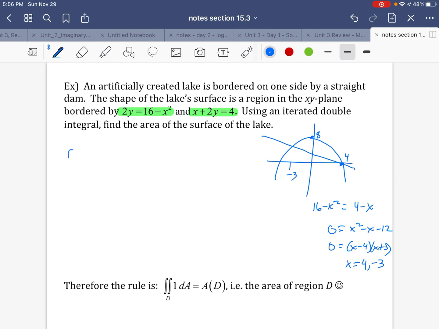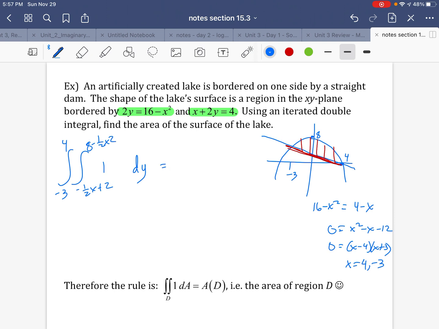So when I set up my integral, it's very easy to do top to bottom on this area. This side right here, this is the dam, the straight side that it's talking about. So it's easy to do top minus bottom, so I'm doing parabola on top and line on the bottom. So those are both y equals, so I'm going to have dy, and then parabola on top, solve for y, would be 8 minus 1/2 x squared. On the bottom, the line, solve for y, would be negative 1/2 x plus 2. And we're going from the x values of negative 3 to 4. And we want the area, so that would be a 1 right here.